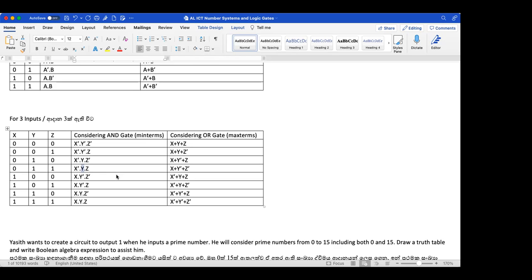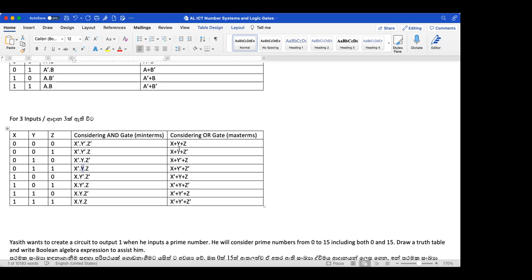Then the max terms. For max terms, all the ones you can see in the truth table need to be converted to 0, because an OR gate expects all zeros. So here it is x or y or z not, because z is 1 here. So this should be z not, z not, z not, and z not.